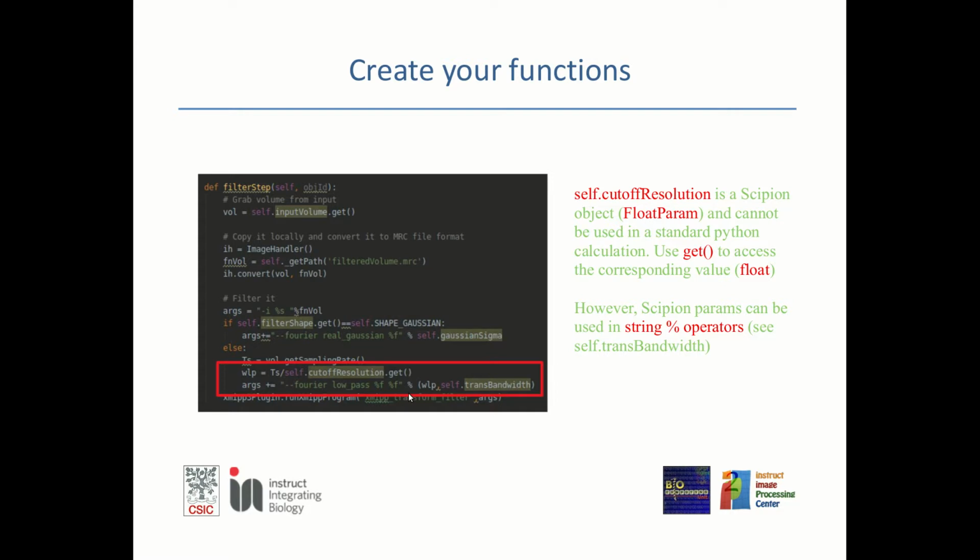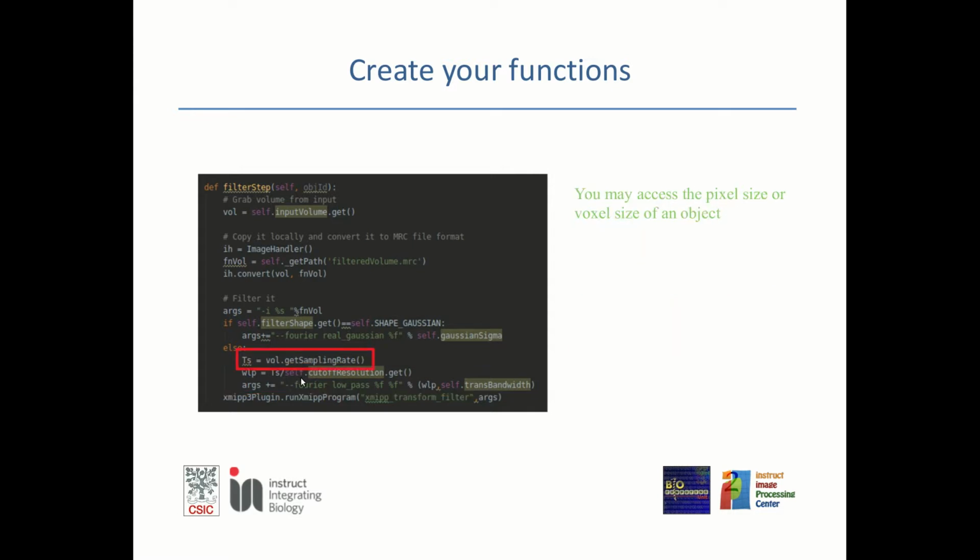The other thing is that these complex objects have re-implemented the string percentage operator. So you can use them without the get. You can use the get too, but it is convenient not to use the get if you want. And you can pass them to the percentage operator, so they know how to convert themselves into a string, so that they can fit in the final string you are constructing.